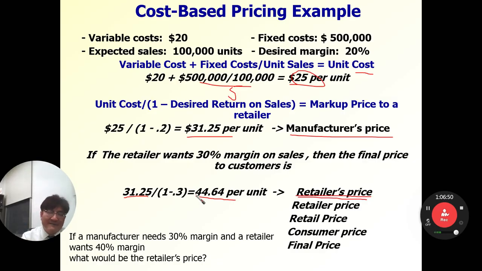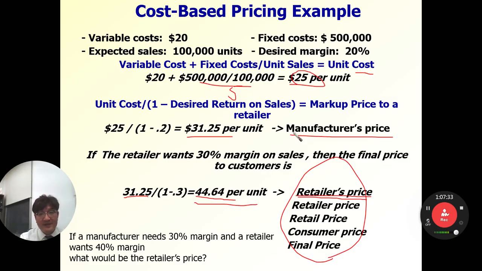Here is a confusing point. If we call this one the manufacturer's price and this one the retailer's price, then it would be fine. However, we have a lot more names for this retailer price. Sometimes we call it retailer price, not retailer's price. Some people call it retail price, some people call it consumer price, and some people call it final price. All these names point to the same price. Yeah, that is very confusing, right?